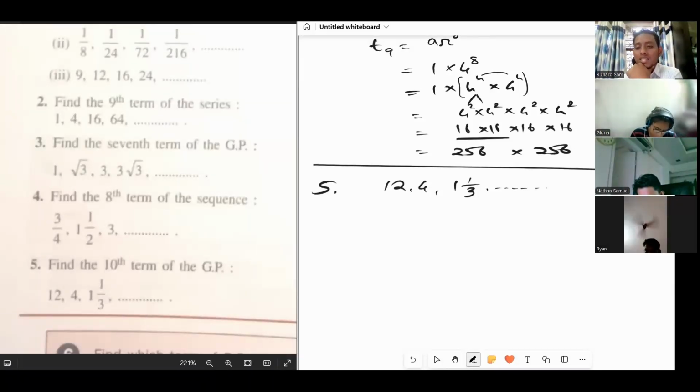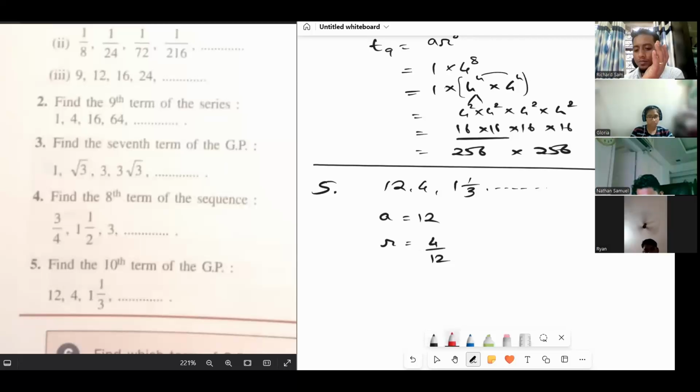Yeah. So the numbers are decreasing. Okay. A is 12. How do we find R? R is not 3. You have to do 4 upon 12, correct? 4 upon 12 is how much? 1 upon 3, not 3. Okay. R is 1 upon 3. Now find T10. So T10's formula is AR raised to 9. Put the values in this formula.